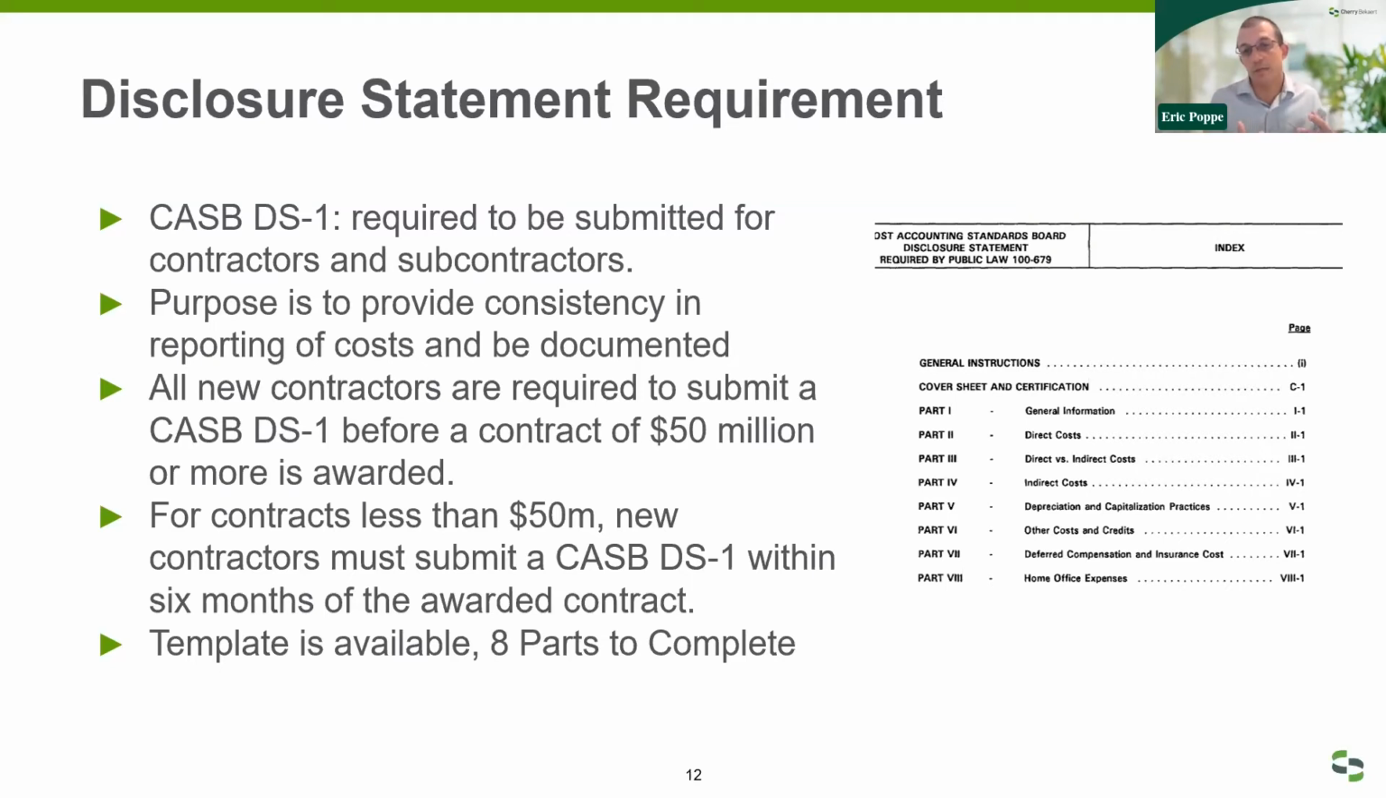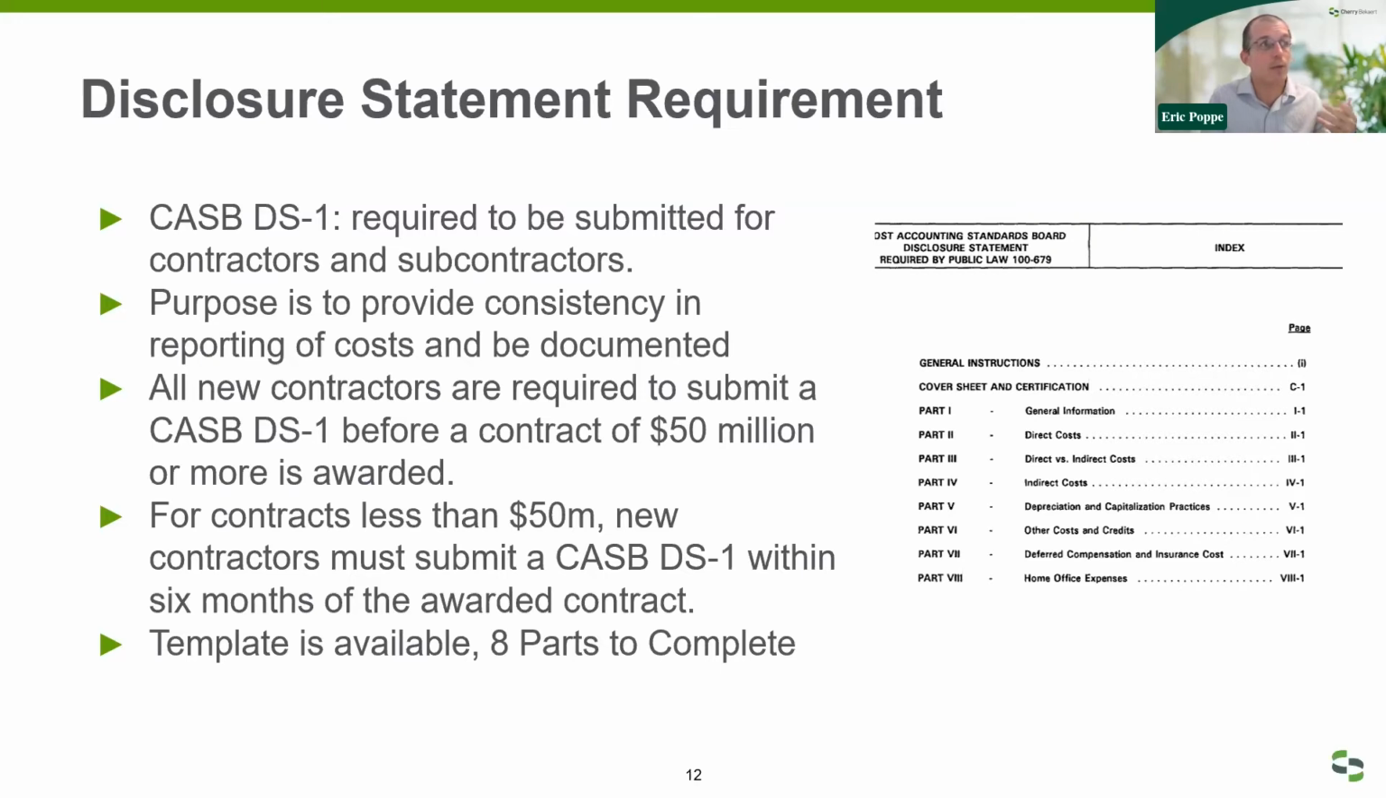So the disclosure statement, in the end, has a standard template. It is broken up into 8 separate parts, starting with general information, identifying direct costs, discussing direct versus indirect costs, describing in part 4 your indirect costs and how you create your pools and your bases and allocate that, describing depreciation and capitalization practices, talking about other credits and costs, asking about deferred compensation and insurance, and lastly the home office allocation.